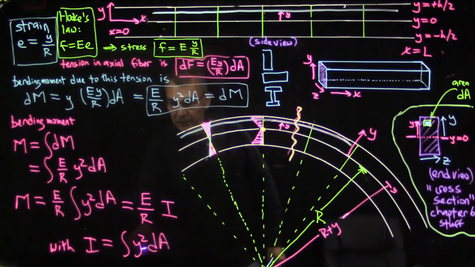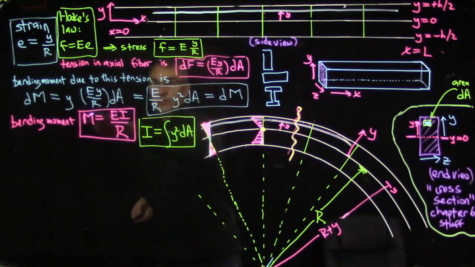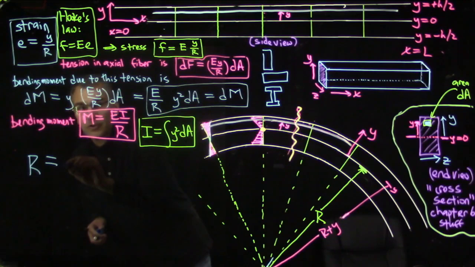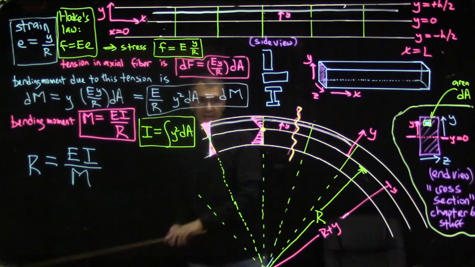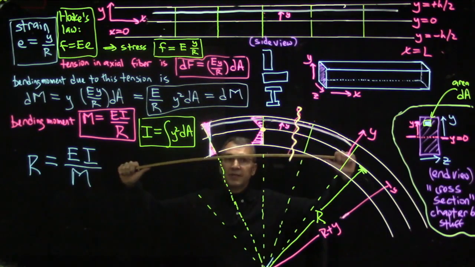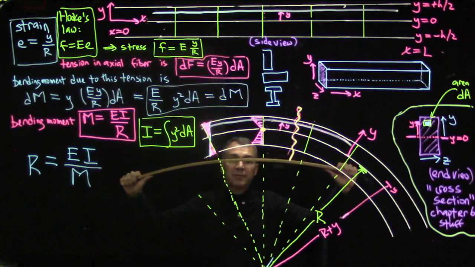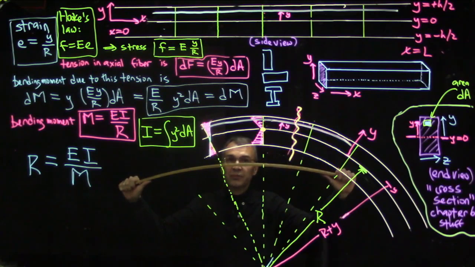Okay, now let's see what else we can do with this relationship. One thing we can do right away with this result is turn it upside down and solve it for the radius of curvature, and we get that the radius of curvature equals Young's modulus times the second moment of area divided by the torque that you apply. And this actually makes some sense. If I apply a bigger and bigger torque to try to bend this meter stick, then it bends into a smaller and smaller radius.